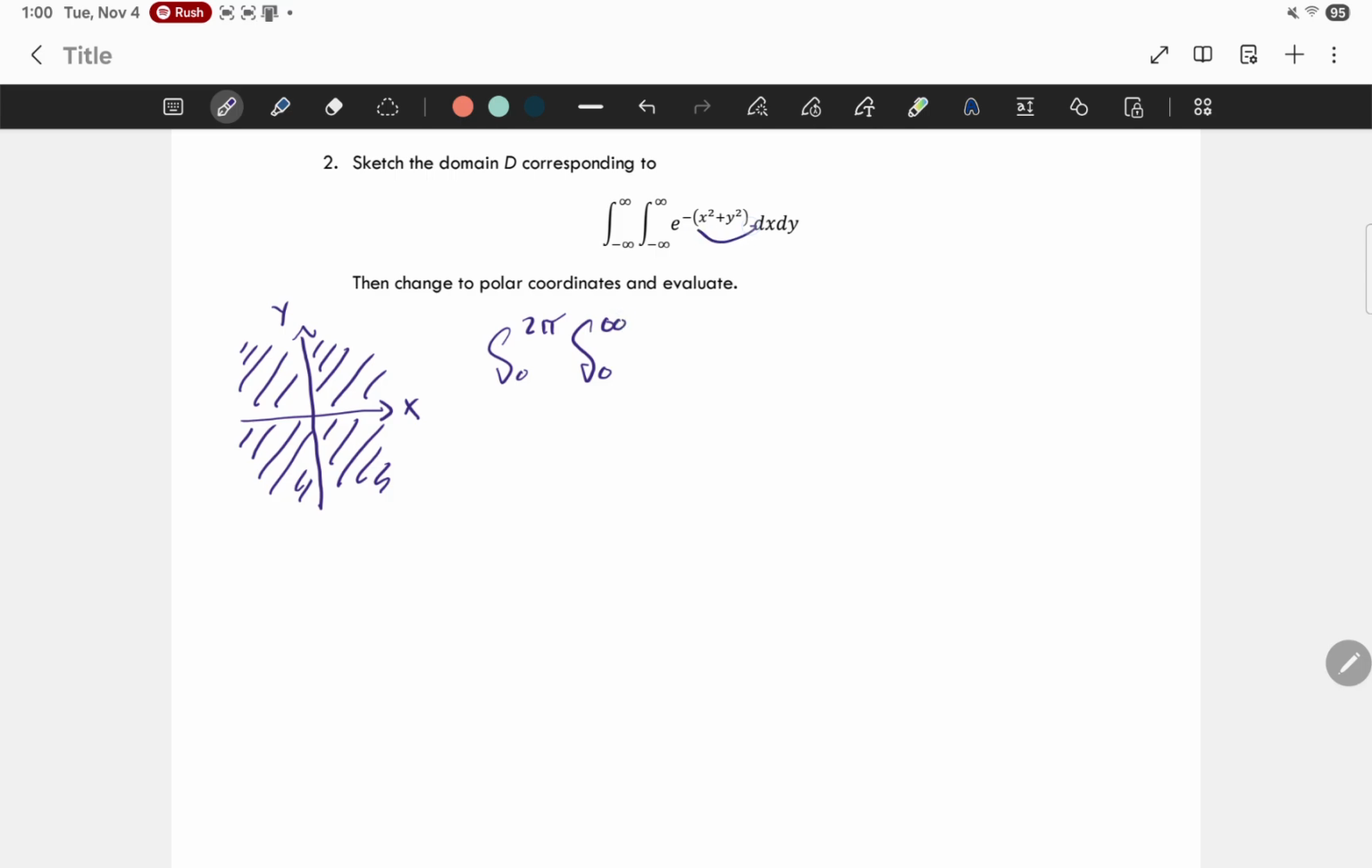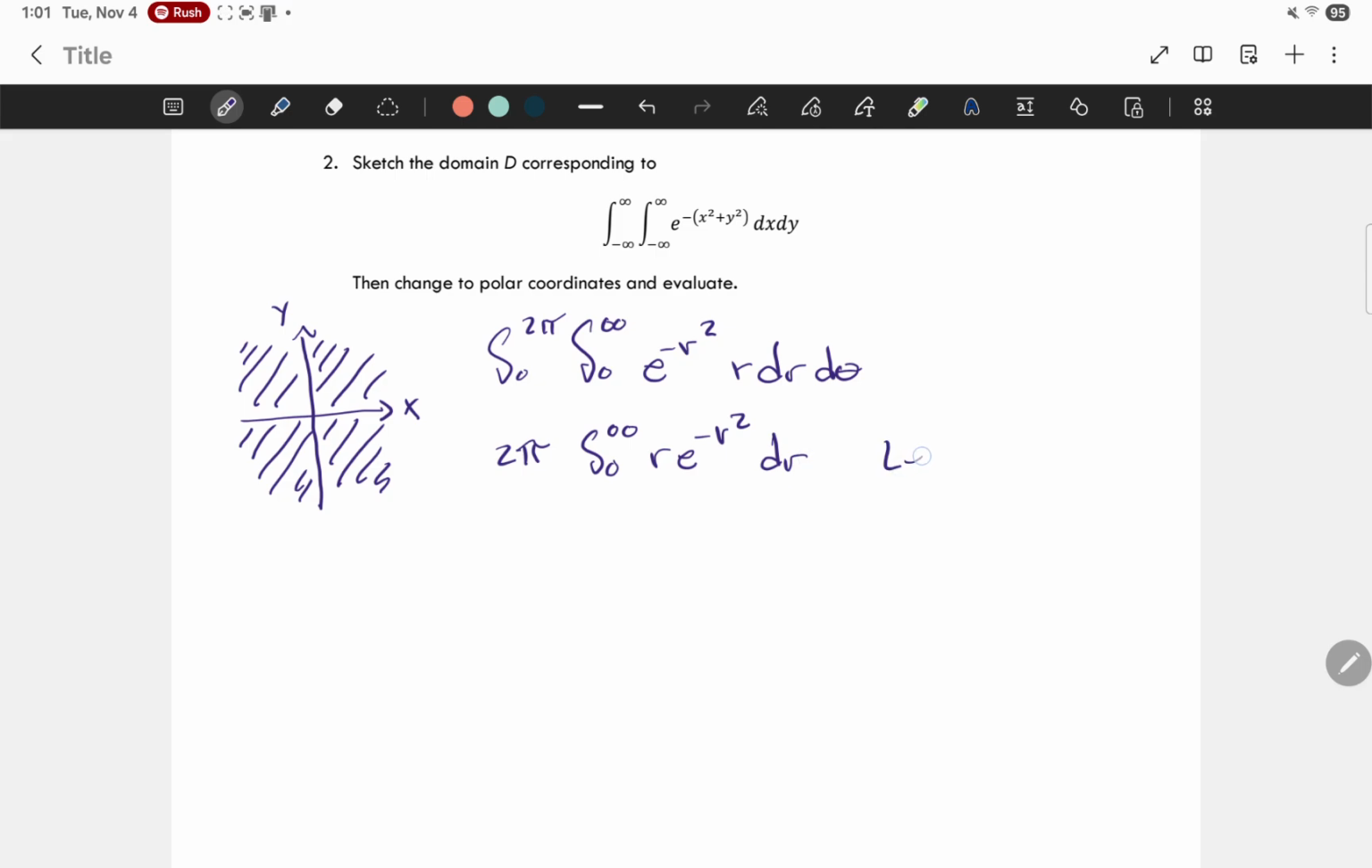Next thing is we change this x squared plus y squared, which is just equal to r squared. So we get e to the negative r squared, and then dx dy turns into r dr d theta. Looking at this, we can say, hey, there's no theta, so 2 pi out in front, 0 to infinity of r e to the negative r squared dr.